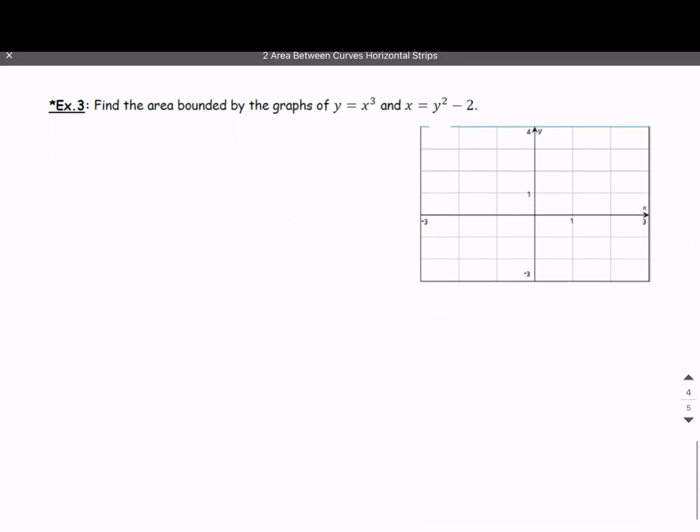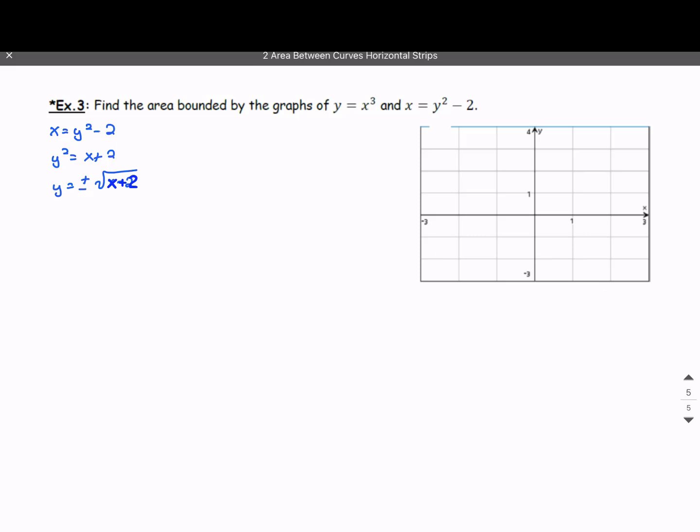Okay, next problem. Find the area bounded by the graphs of y equals x cubed and x equals y squared minus 2. Now yes, this is a calculator problem, but in order to put it in the calculator, you have to look at this x equals y squared minus 2 and realize that that's y squared equals x plus 2, and y is the positive and negative square root of x plus 2. So that's going to take two functions in the calculator.